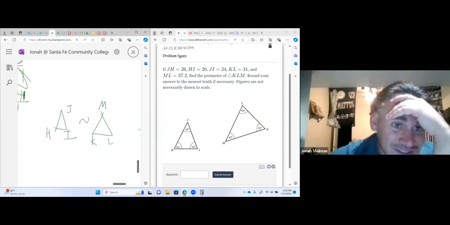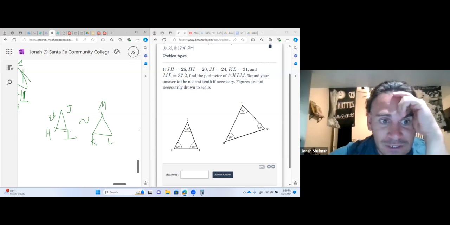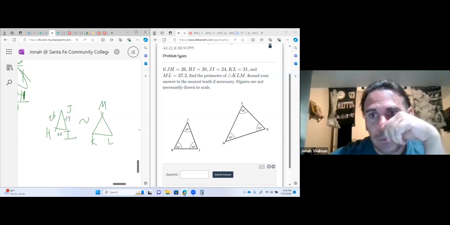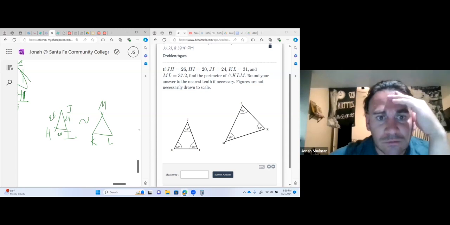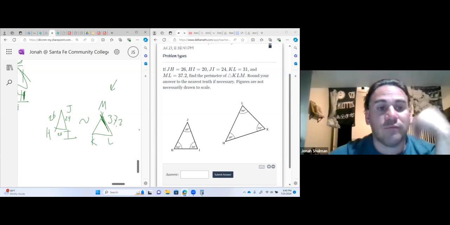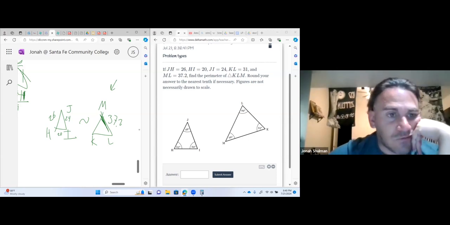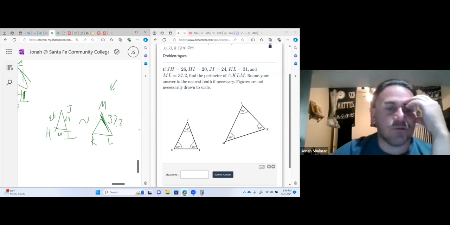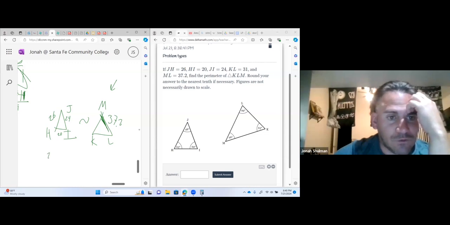All right, so here we go. JH is 26. HI is 20. JI is 24. And ML is 37.2. They want the perimeter of this one, so we need both of them. So we could do the scale factor way. Well, there's a bunch of things we can do, right? We could do 24 equals 37 times K.